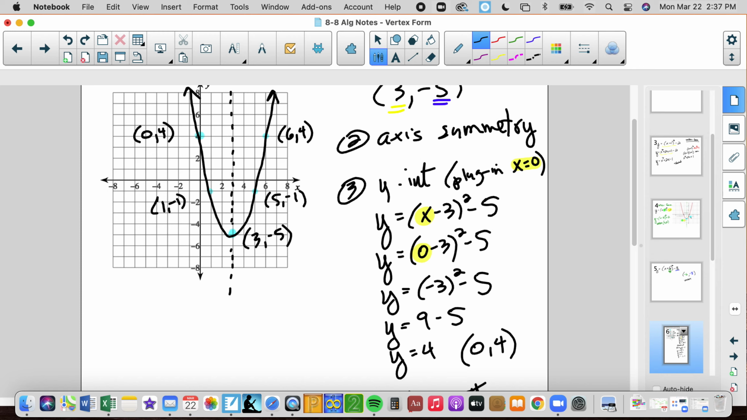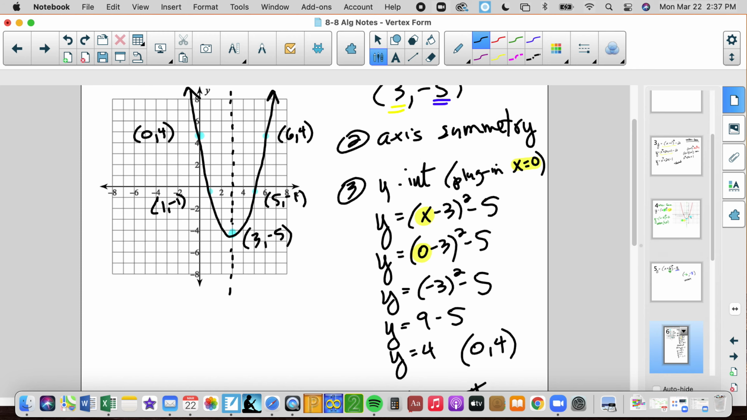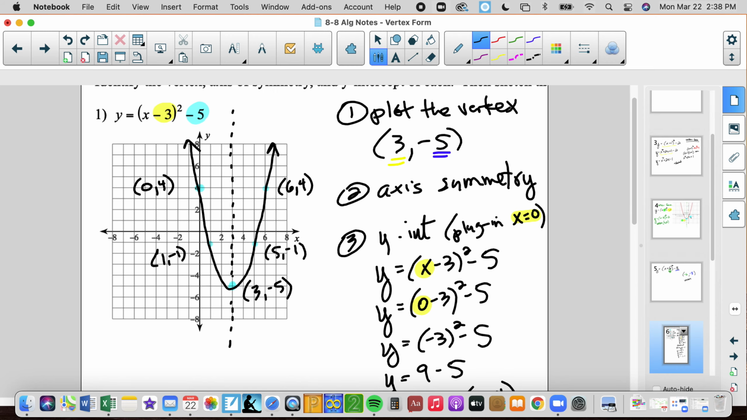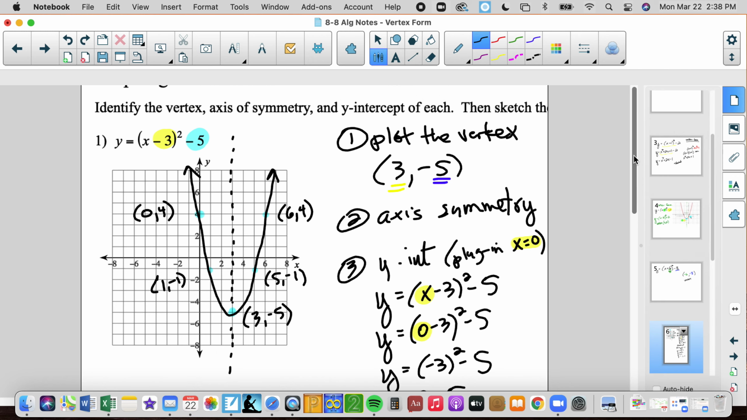Remember that the 5 points need to consist of the vertex, the y-intercept, its mirror, and then a 4th and a 5th point. So hopefully that makes sense, and you're getting a little bit of an understanding of how that's going to work. Here we go. I found out a way to move the screen. Okay, so let's try 1.